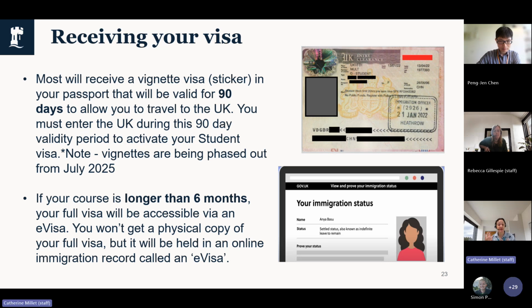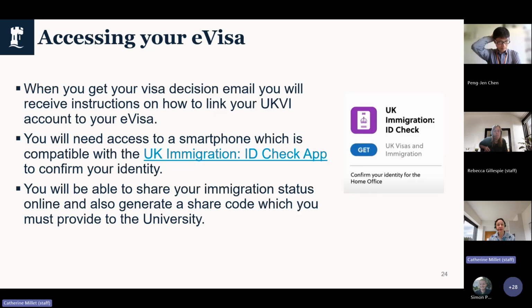And as I said, for people who apply later in the summer, once they've stopped issuing the vignettes, then you will only have an e-visa. Now, in terms of accessing your e-visa, so once you've received a visa decision, you'll get some instructions on how to link your UKVI account to your e-visa. So you'll have to create a UKVI account to be able to manage your e-visa, to be able to see it, to be able to share it.